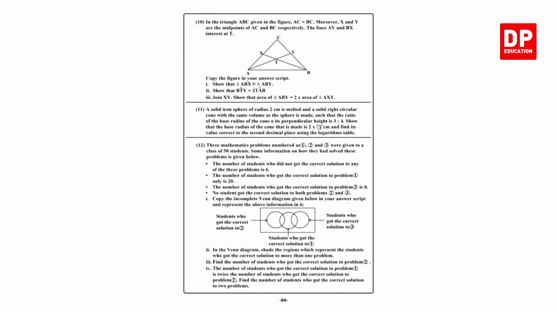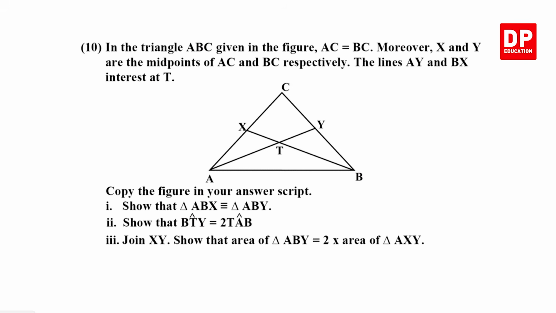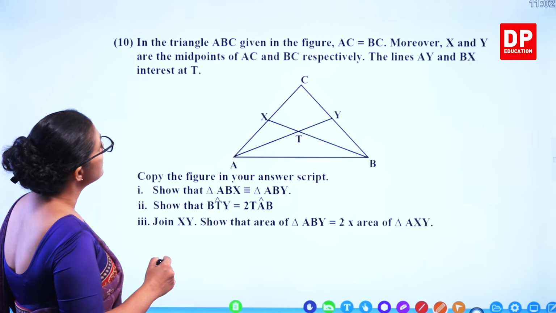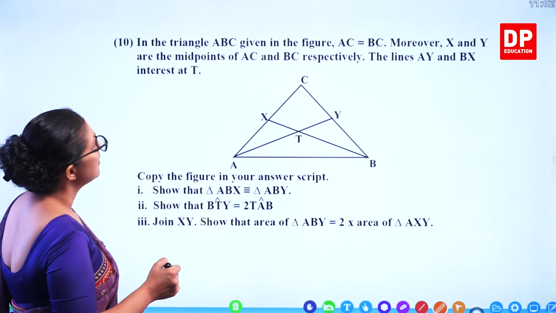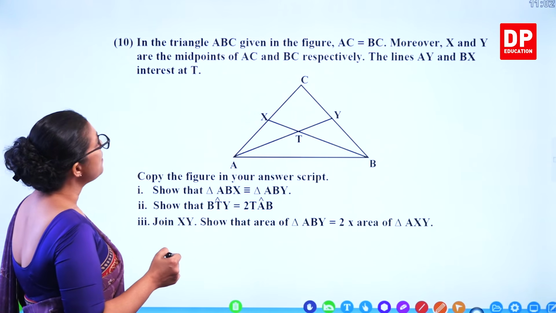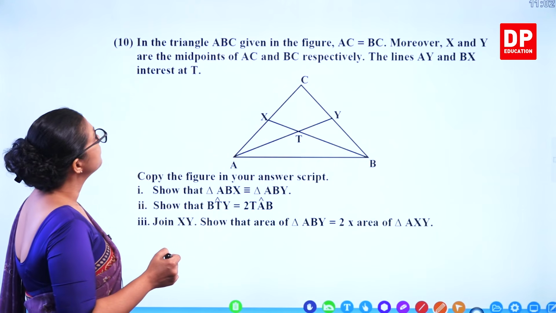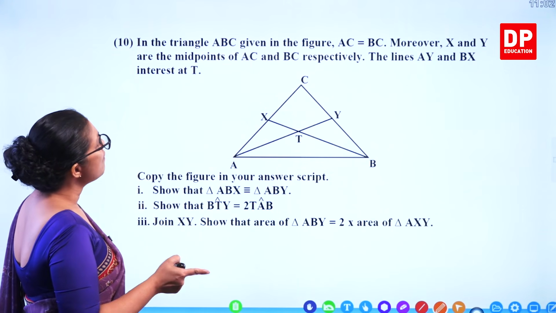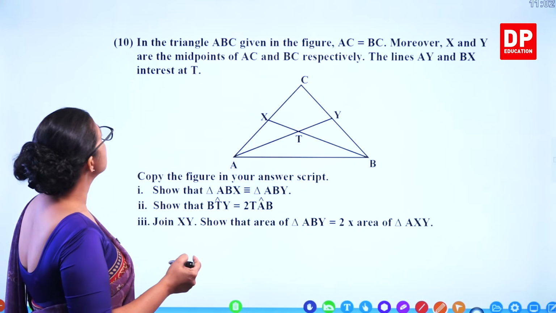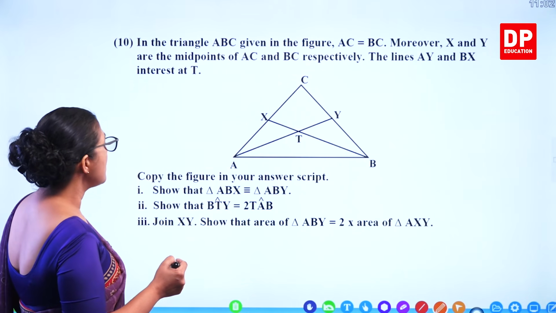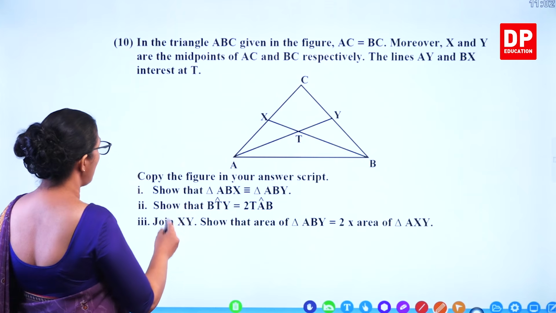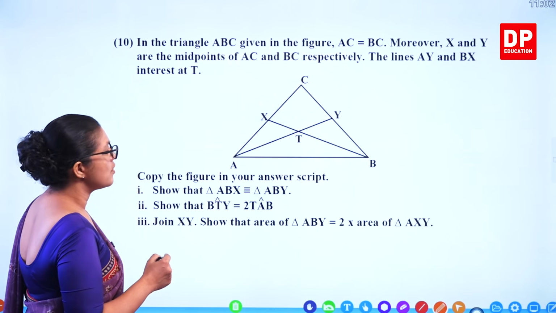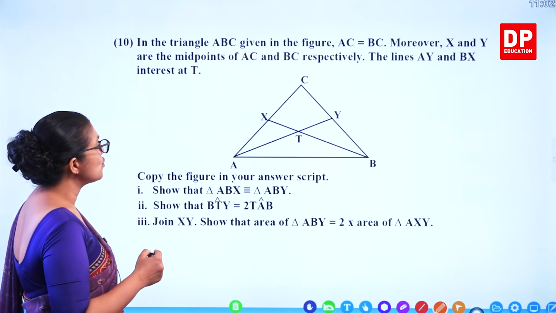You can try 10, 11, 12. Question number 10. In the triangle ABC, given in the figure, AC is equal to BC. Moreover, X, Y are the midpoints of AC and BC respectively. The lines AY and BX intersect at T. Copy the figure in your answer script and you have to show these 3. So that's a proof question. So we'll do step by step.